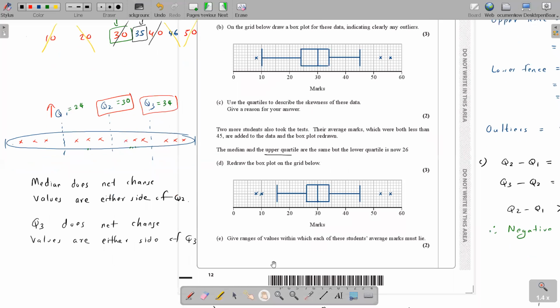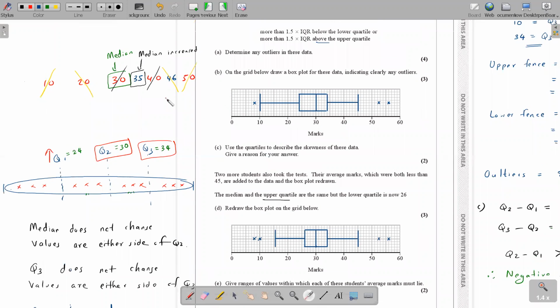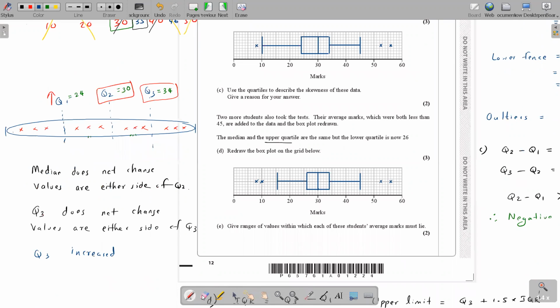And what's the other thing they say? The lower quartile is 26. So has the lower quartile increased or decreased? Increased. Q1 has increased. So if it increases, that means both values have fallen where? Are both bigger than the current Q1, or both bigger than Q3? Sorry, this should be Q1. So Q1 has increased.